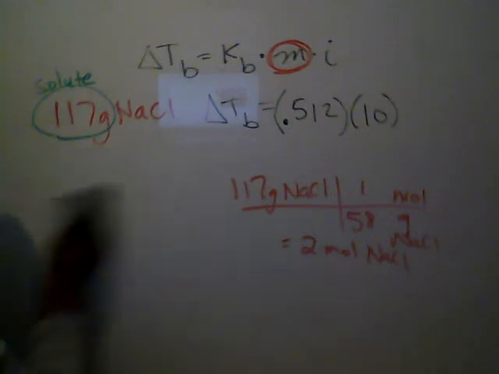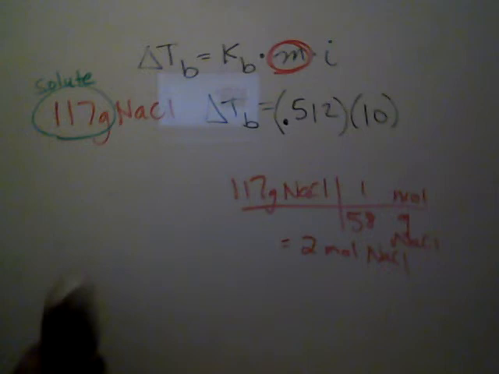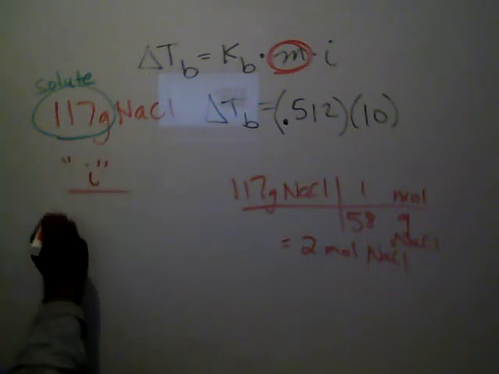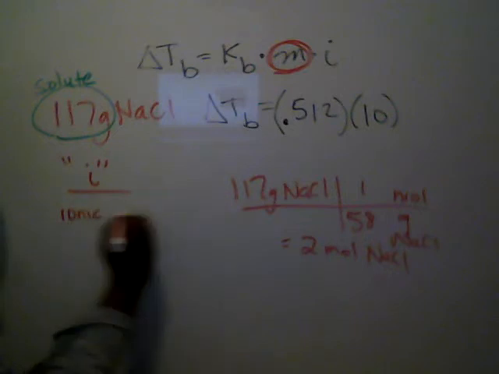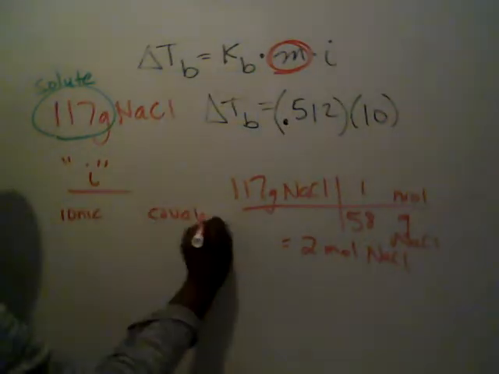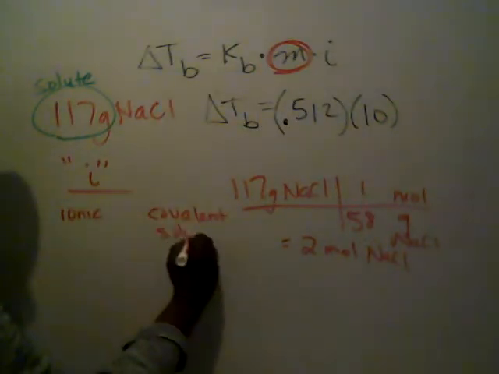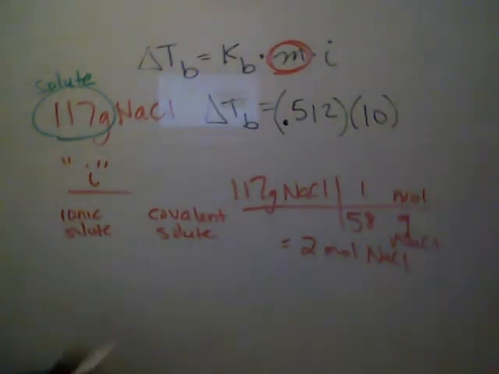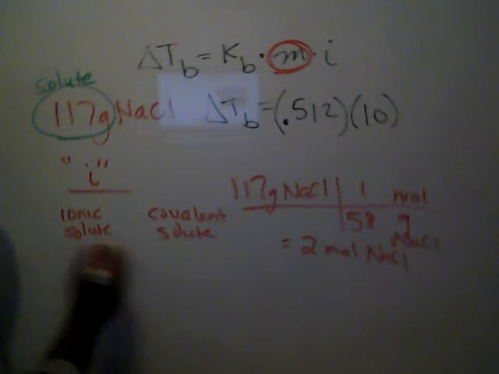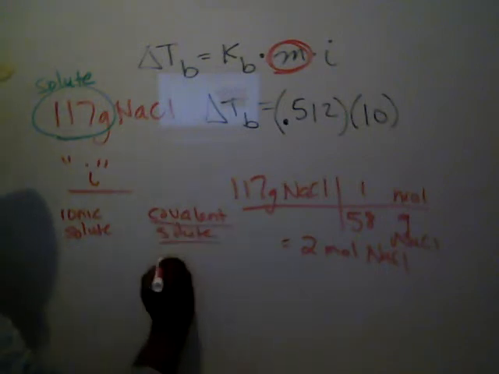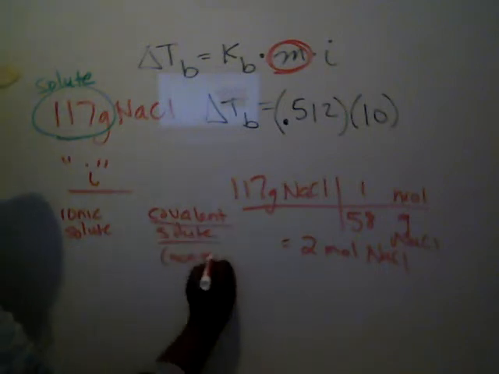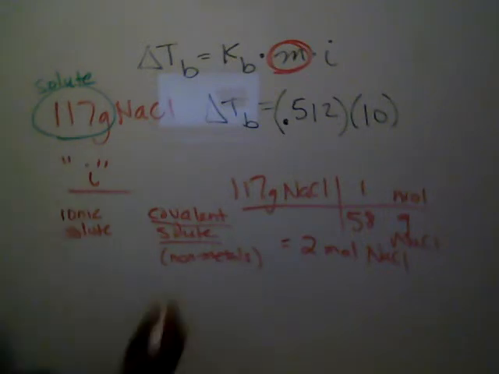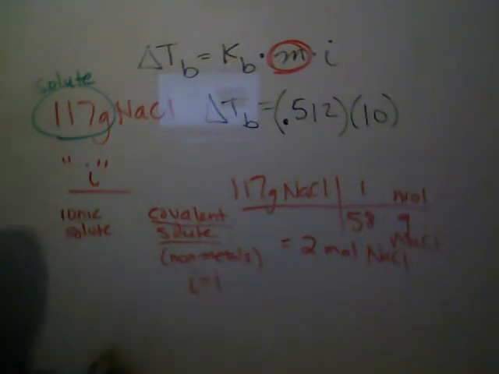There's a couple things that we need to keep in mind for the I value. When we're dealing with solutes, we want to look at whether they're ionic or whether they're covalent. Depending on whether they're ionic or covalent, we're going to handle them a little bit differently. Okay? For covalent solutes, remember, covalent are nonmetals. When we just have nonmetals together, they're really easy when it comes to figuring out the I value because I will always be 1. Okay?